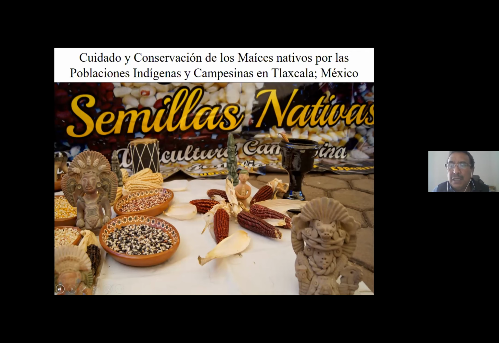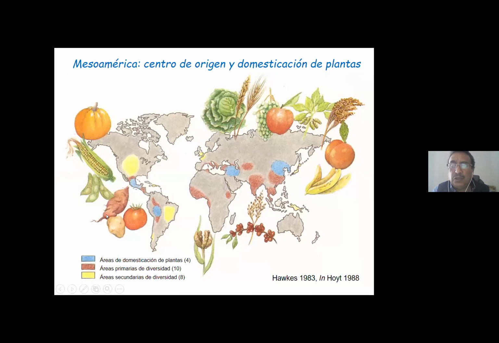But without getting too much into the semantics, sometimes we talk about, well, are they native or are they Creole seeds? But it's important to point out that there are seeds that indigenous peoples have been developing and improving for over 10,000 years. And we see here throughout the Americas was the center of origin of the domestication of so many varieties of plants in the world. And I'll talk about three important varieties: corn, wheat, and rice.